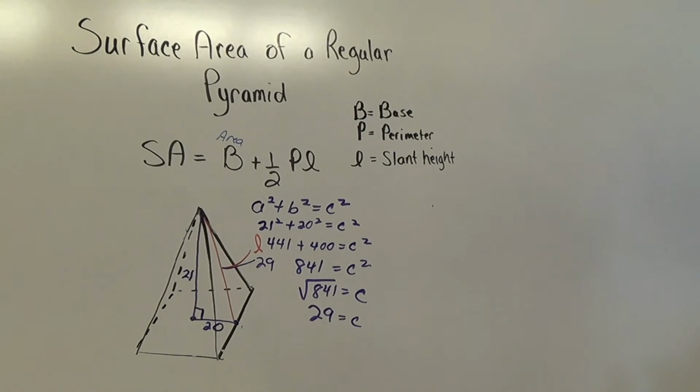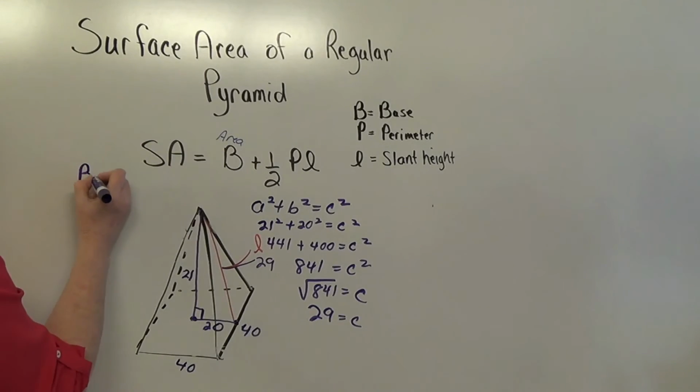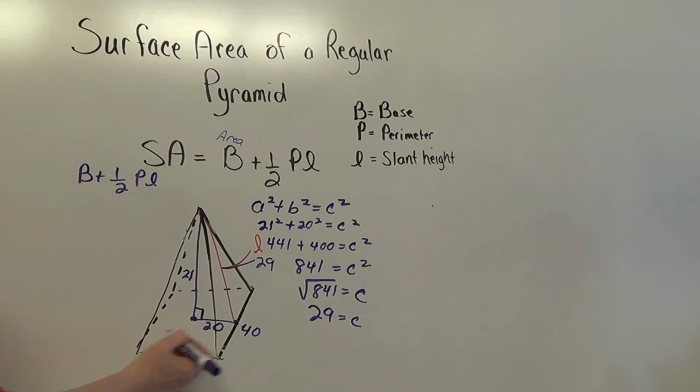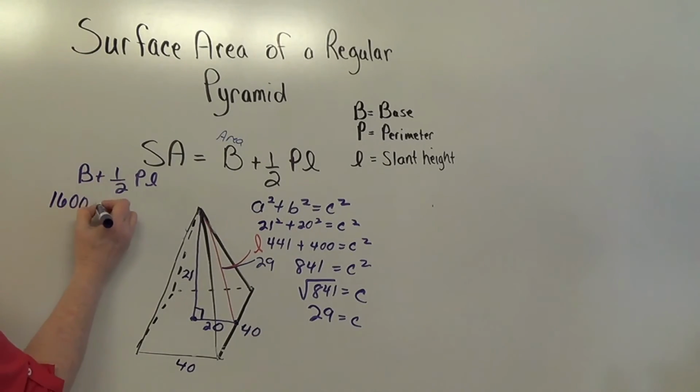Now let's say that I wanted to find the surface area of this pyramid. I can do that too. So I have to figure out what my base is. Well, if from the center of the base out is 20, then I would double that, and my side length would be 40. So I'd have 40 and 40. So the area of my base would be 40 times 40. So base plus 1/2 perimeter times slant. So my base would be 40 times 40, which would be 1600 plus 1/2.